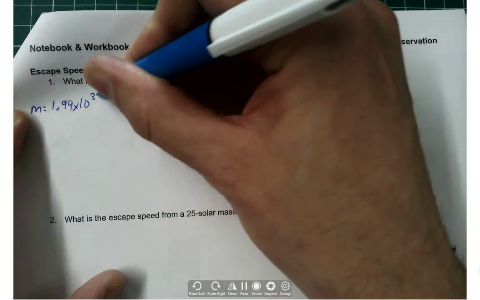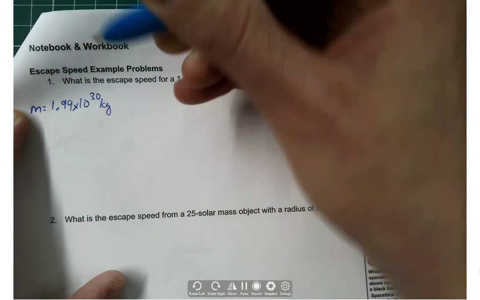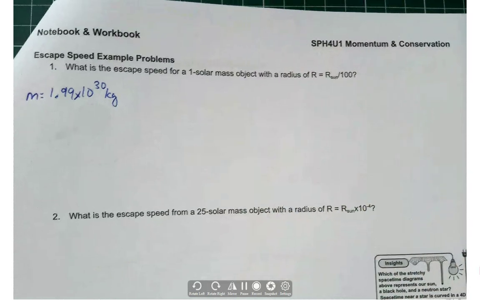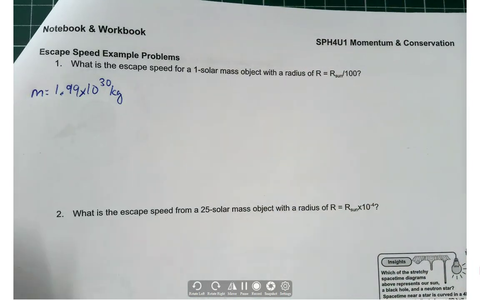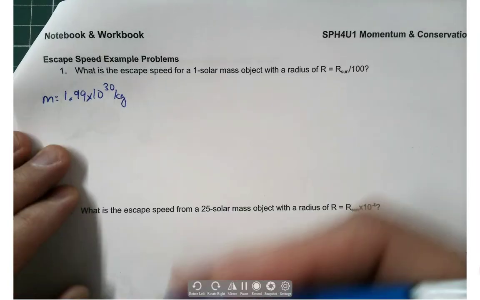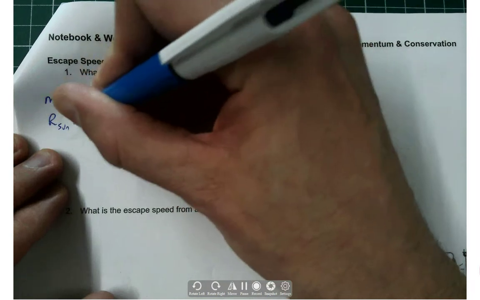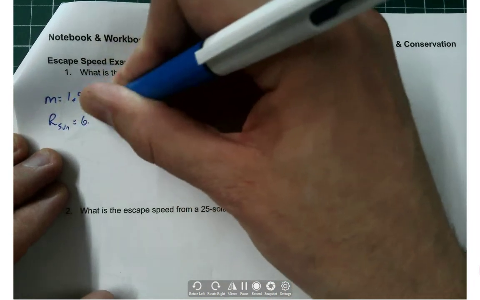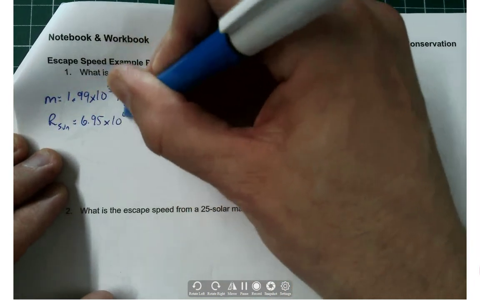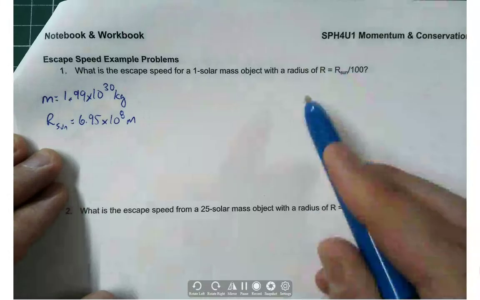So it's funny. We don't like to think of ourselves as egocentric or whatever, but we base a lot of our measurements on stuff that's just lying around, right? So the sun is a solar mass. We use it as a unit of measure sometimes. Now, the radius of the sun is 6.95 times 10 to the power of 8 meters. It says that this object is a 100th of that.